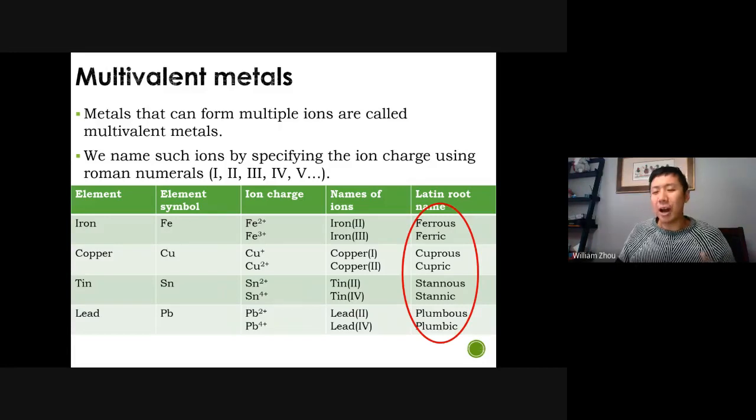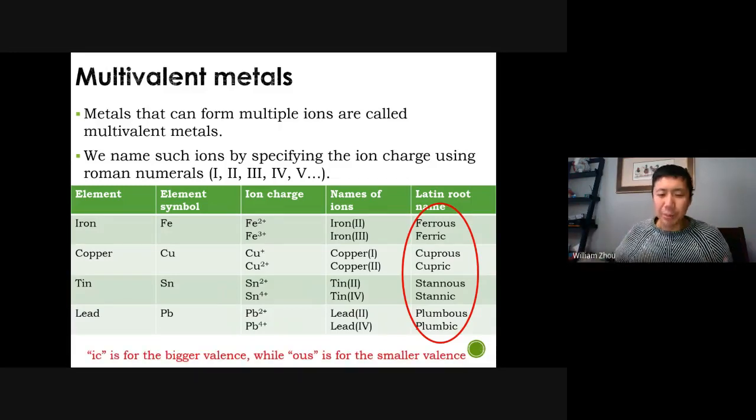And if you're the higher charge, 3 versus 2, or 2 versus 1, 4 versus 2, so you're bigger than the other charge, you're designated the IC: the ferric, the cupric, the stannic, the plumbic. So IC is for bigger valence, while OUS is for the smaller valence. And that's how you would use the Latin root names to denote the ions.